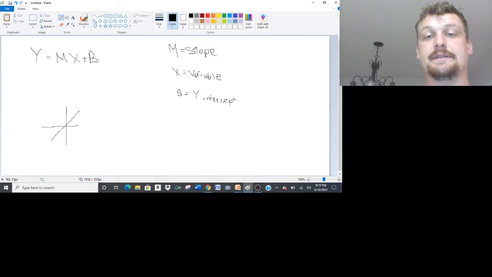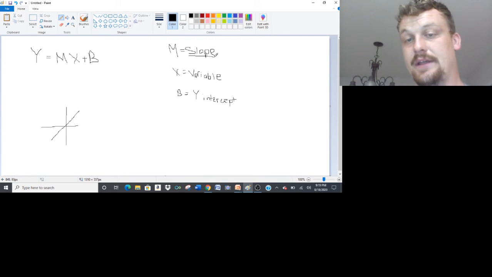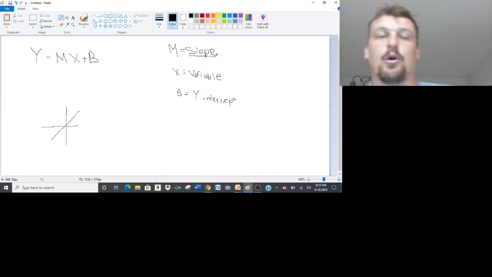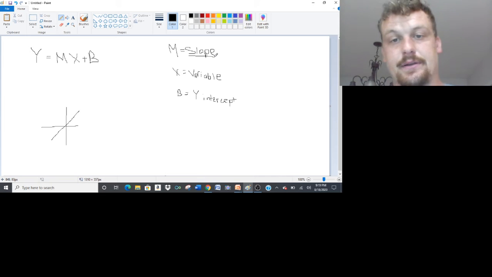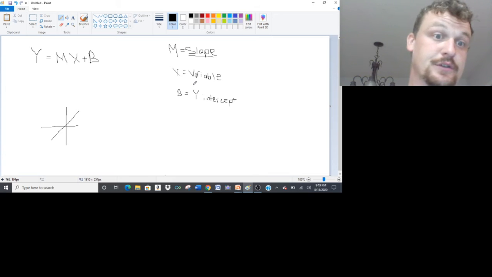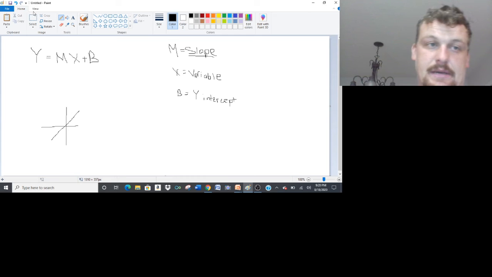The m represents the slope. That is something really important to memorize if you don't already know it. The x is just the variable. You should already know what that is. The b represents the y-intercept.